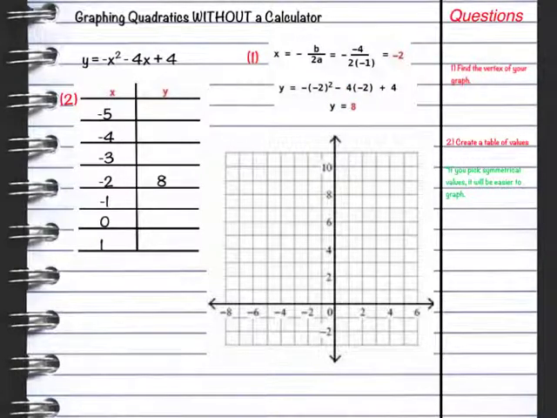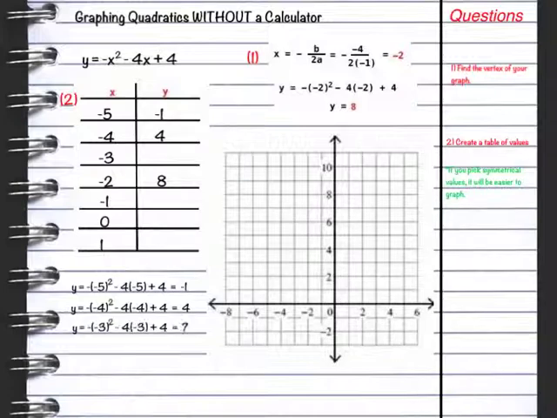And so I start with (negative 2, 8), and then I go up and down equally. And then I have negative 3, negative 4, negative 5, and then negative 1, 0, 1. Now, in order to find the other pieces, I'm going to plug these values into my x and create a table. So I plug negative 5 in, and I get a y value of negative 1. I plug negative 4 in, and I get a y value of 4. I plug negative 3 in, and I get a y value of 7.